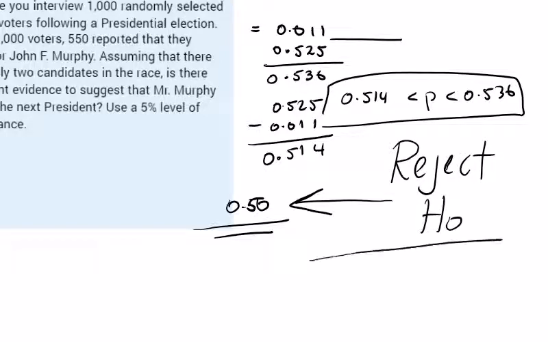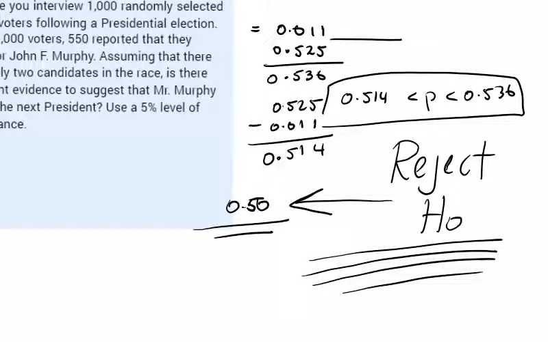There is sufficient evidence to claim that H0 isn't true, or there is insufficient evidence to claim that H0 is true.